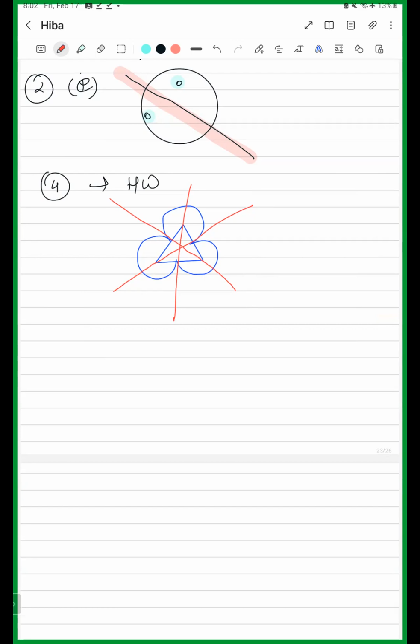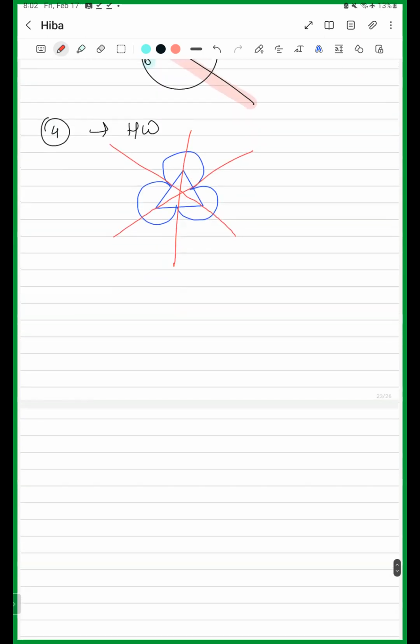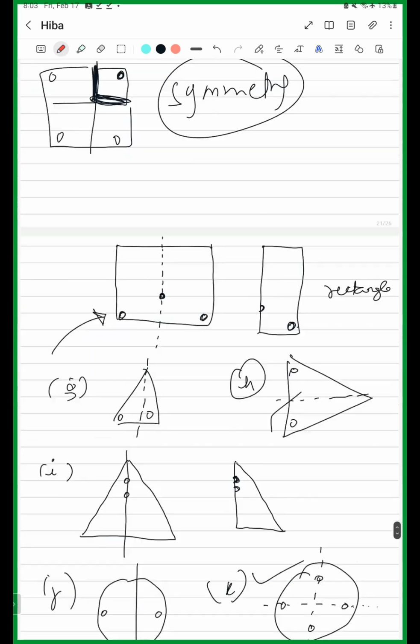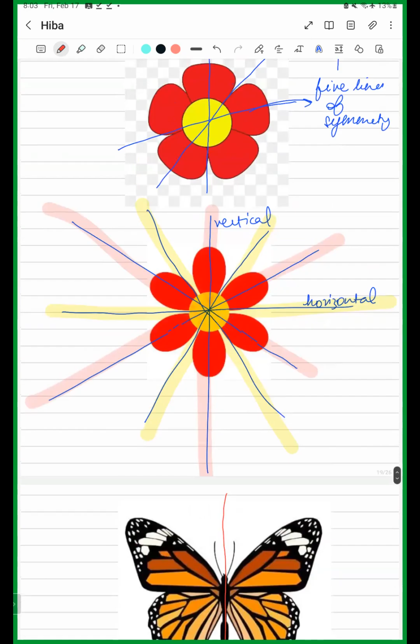You don't have to tell me how many lines are there. You have to draw them. ठीक है ना? After drawing them, you have to write it, कि 3 lines of symmetry or 2 lines of symmetry. ठीक है? The last one is not confusing. It is the same thing as this flower. Think of it as a flower with 6 petals. Looks like a flower only.